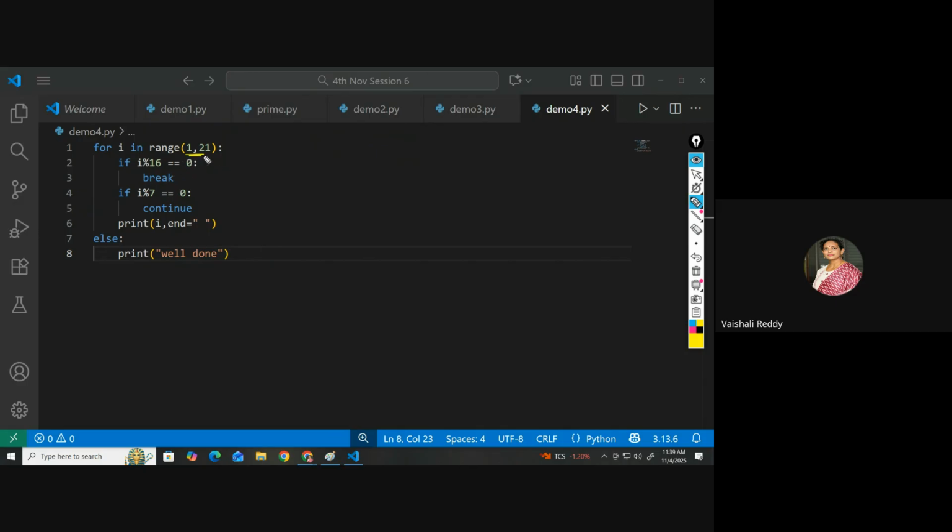So if you see, the i value is going like this, right? i is 1, 2, 3, up to 20. So we come over here, we check for 16. Right now, up to 15, this condition will not be there. So we come over here: if i mod 7 equals 0. Up to 7, if it is divisible, then continue. So 1 to 6: up to this point, it is not divisible by 7, so it will be printed. So 1 to 6 is printed.